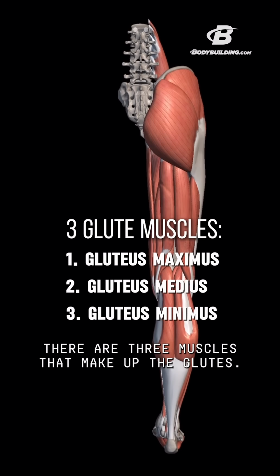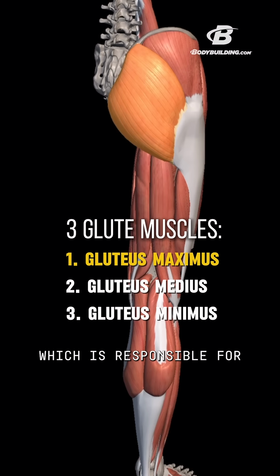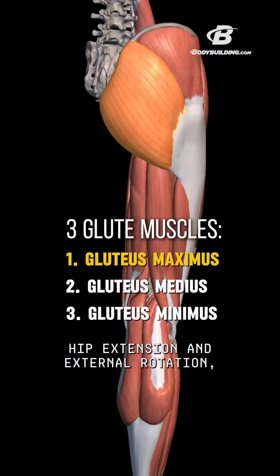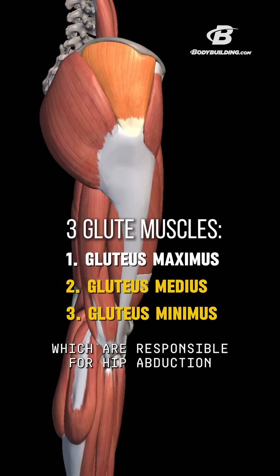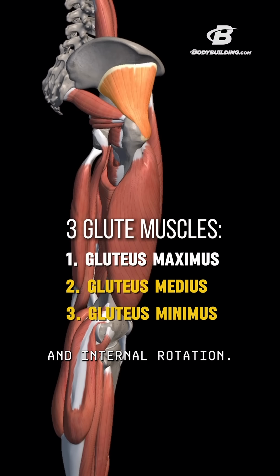There are three muscles that make up the glutes: the gluteus maximus, which is responsible for hip extension and external rotation, and the gluteus medius and minimus, which are responsible for hip abduction and internal rotation.